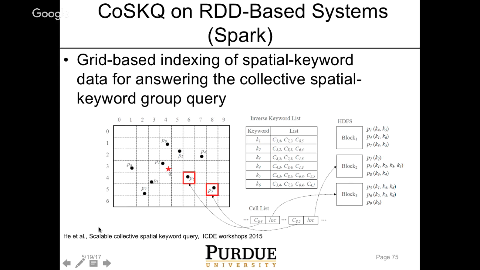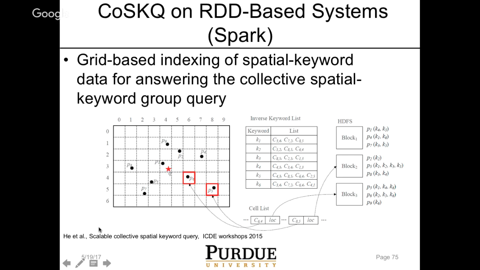One work extends the Spark system for answering the collective spatial keyword group query over road networks. As a reminder, this query has a focal point and a set of keywords, and it is desired to find the group of objects that collectively cover these keywords, have a small distance within the group, and are also close to the query location.